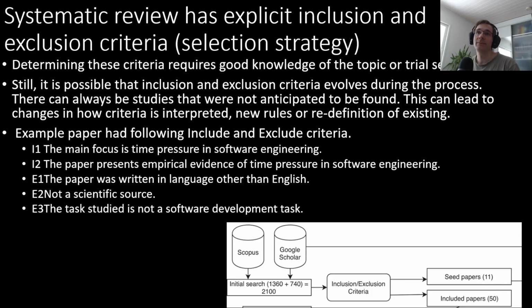We excluded papers that were not written in English, papers that didn't come from a scientific source, or if the task studied was not a software development task.